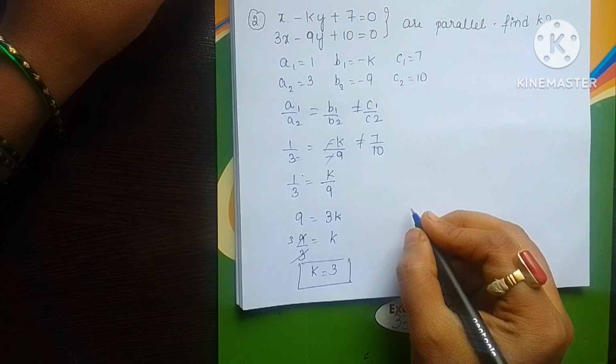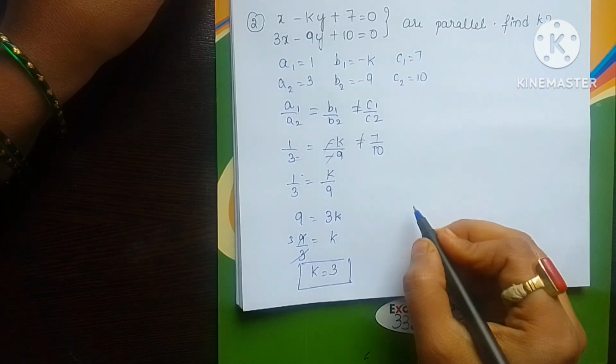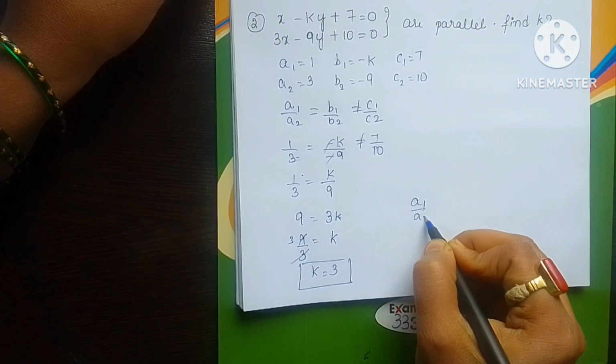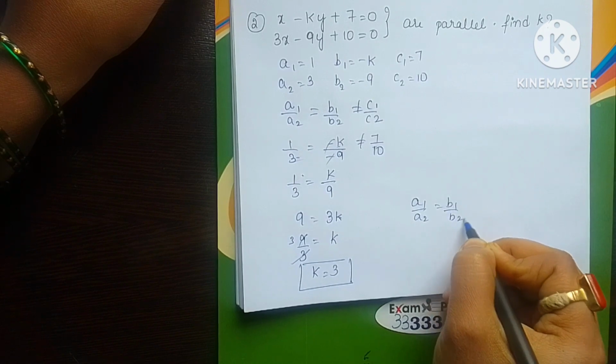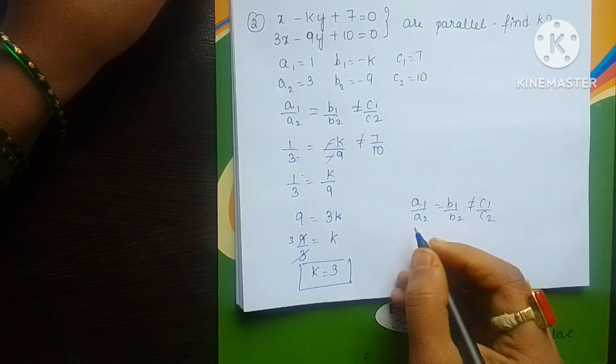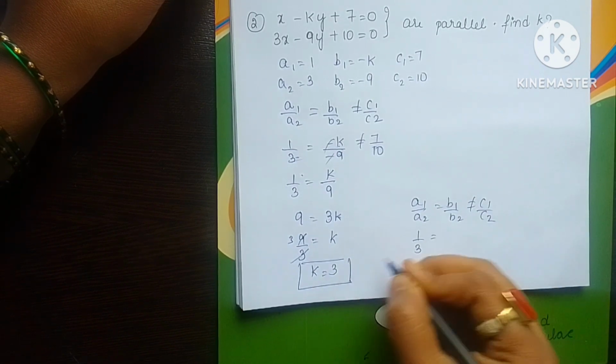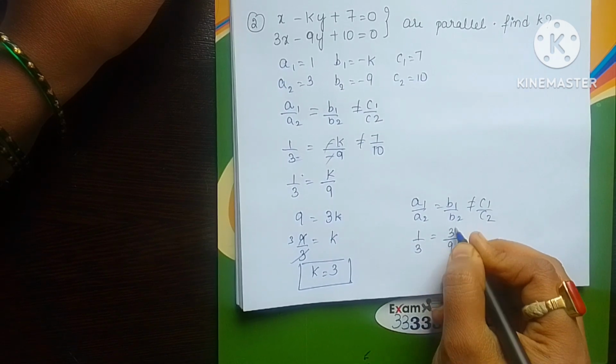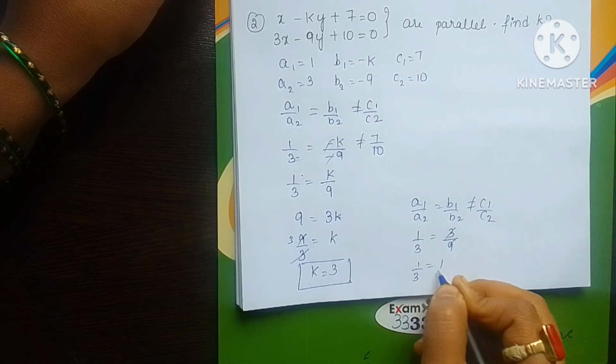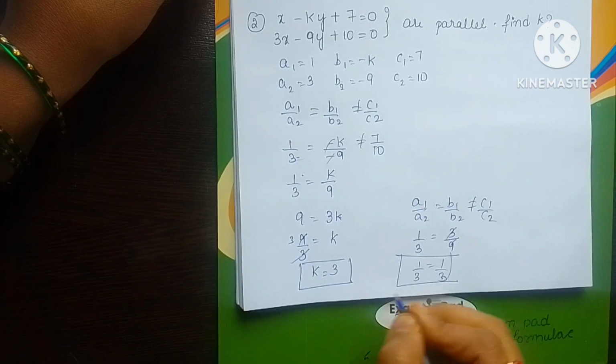This is the condition for parallel lines: a1 by a2 is equal to b1 by b2 not equal to c1 by c2. So 1 by 3 is equal to 3 by 9. If you do cancellation, we get 1 by 3 equals 1 by 3. So the value of k is 3.